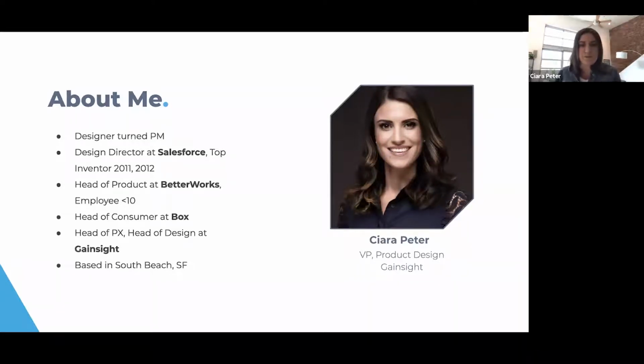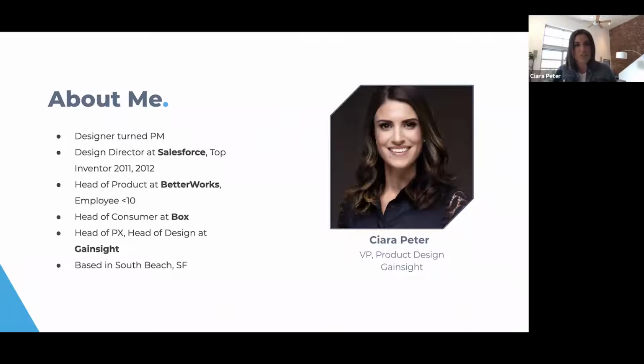And then I moved to a startup. So total contrast. I went from a 15,000 person company at the time to being one of the first 5 employees at a small startup, and was there for several years, kind of scaling through the first couple rounds of funding, Series A and B. After that, I moved to Box, where I headed up their consumer app.